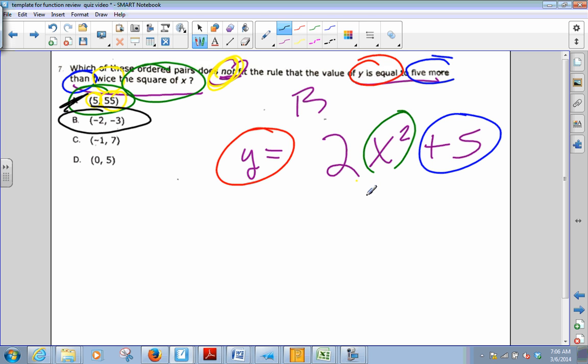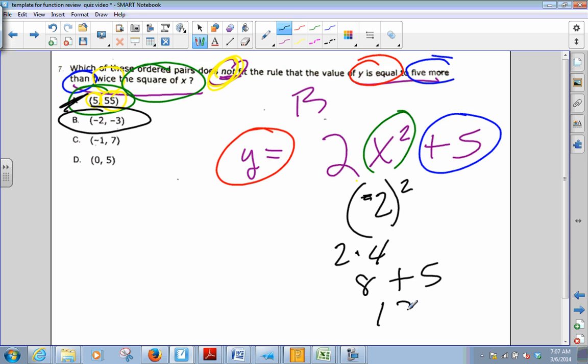I'm going to put -2 in for x, and I'm going to square it. -2 times -2 is a positive 4, because a negative times a negative is a positive. Now I'm going to do 2 times 4, which is 8. 8 plus 5 is 13. This says that y should be -3. Since 13 does not equal -3, that means B is the ordered pair that does not fit this rule. So B should have been the correct answer.